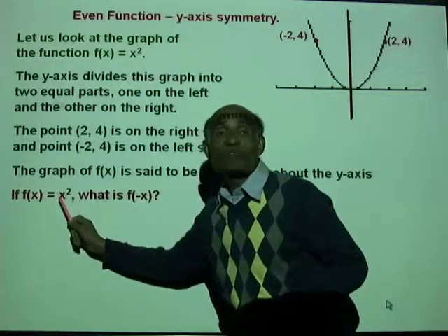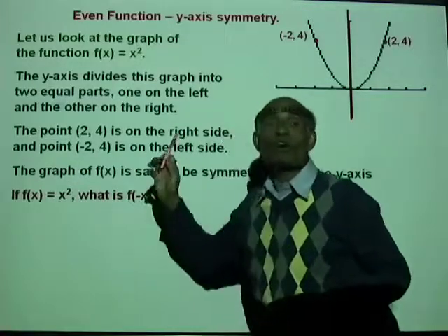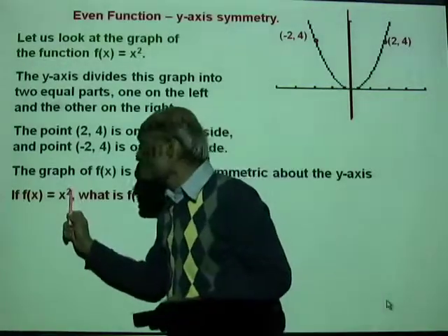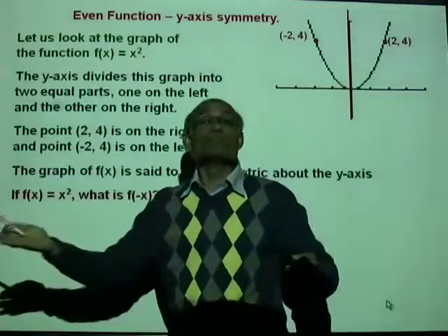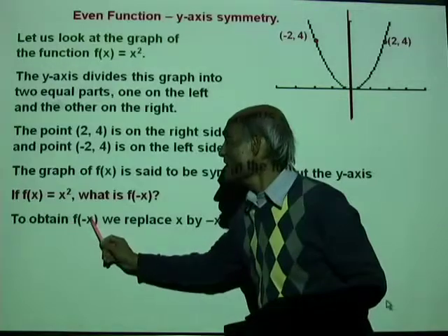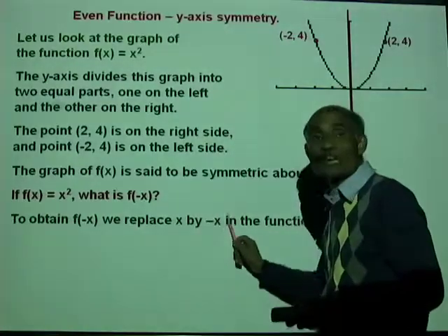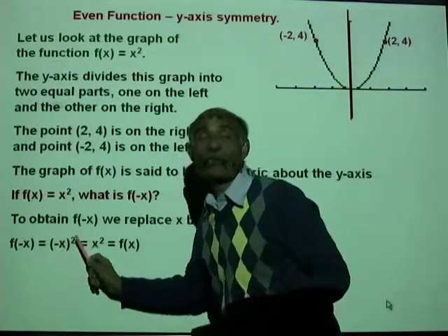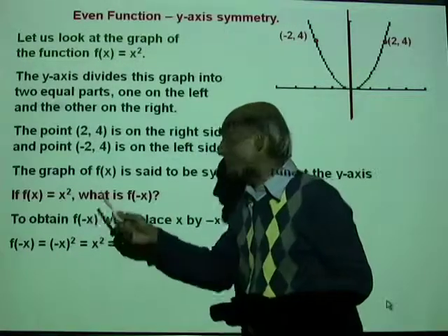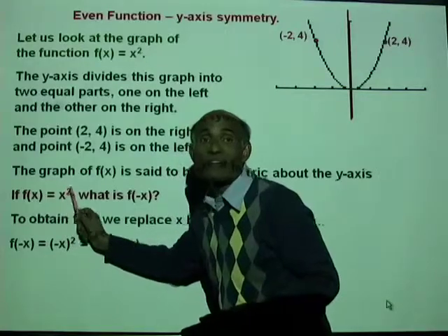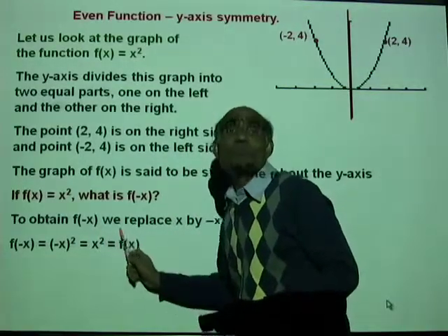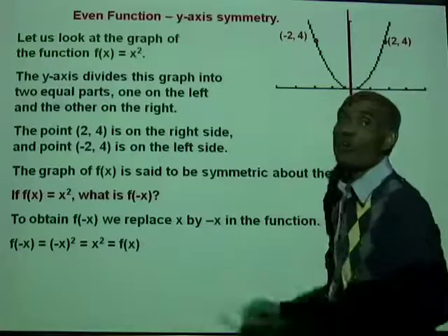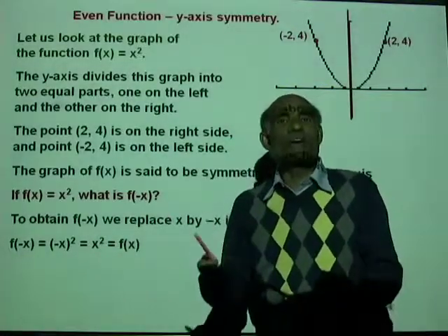Now, if f of x equal to x squared, what is f of negative x? If you replace x by negative x, what will happen? Well, since it is squared, replacing x by negative x will not make any difference. To obtain f of negative x, we replace x by negative x in the function, and what do you get? F of negative x is negative x all squared equal to x squared. That means replacing x by negative x in the function will give you back the function. The function doesn't change.